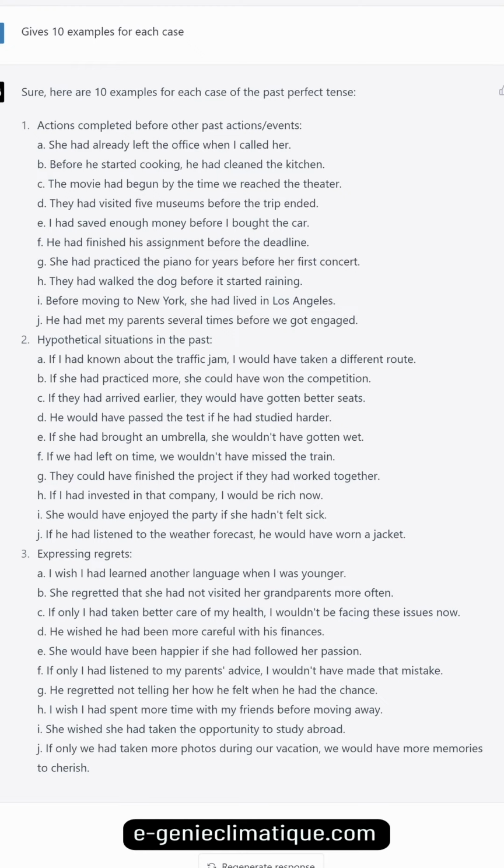H. I wish I had spent more time with my friends before moving away. I. She wished she had taken the opportunity to study abroad. J. If only we had taken more photos during our vacation, we would have more memories to cherish.